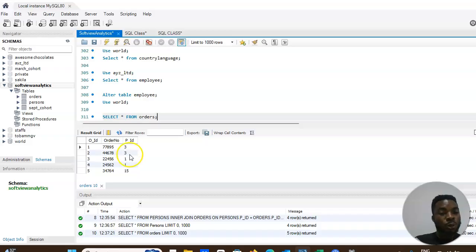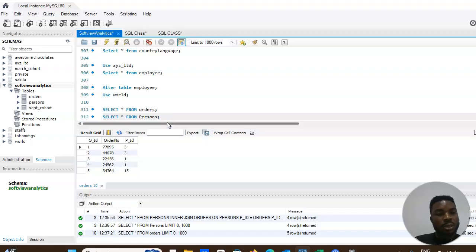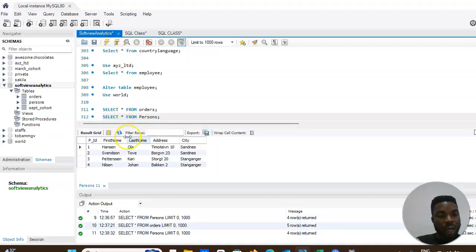So at the end of the day, I'm going to go back to the person's table for you to see now. So at the end of the day, you see that because this is 1, Ansin, Ola, all this information is going to merge with the one that is available on the PID of the others table, right?